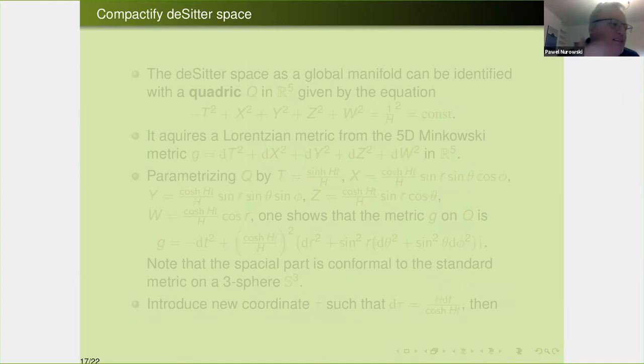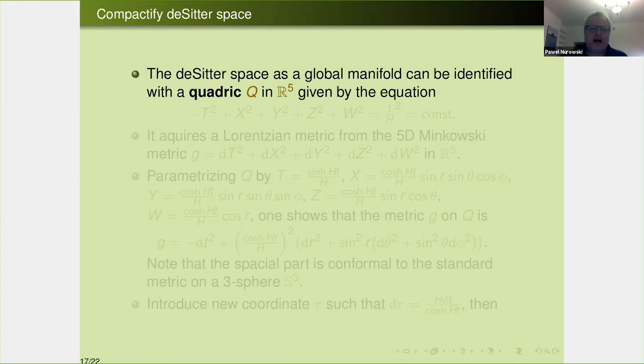So de Sitter is essentially similar to Minkowski, because de Sitter is a Lorentzian four-dimensional space of constant curvature, as Minkowski is of constant curvature equal to zero. So de Sitter is of constant and positive curvature. And how you realize the de Sitter space as a global manifold, it can be understood as a quadric in R5.